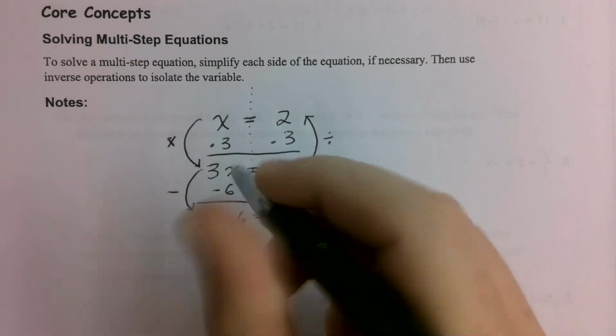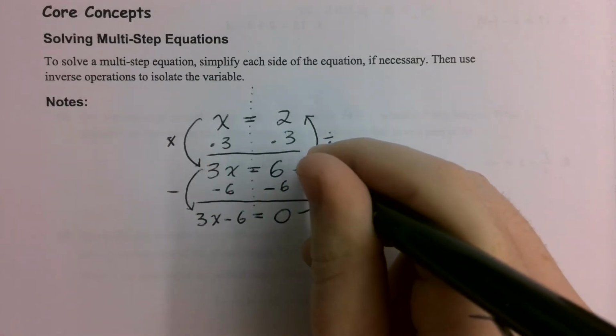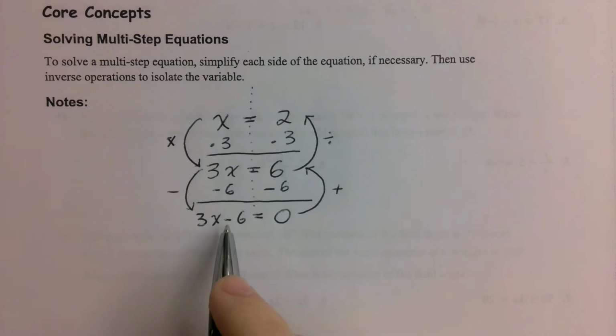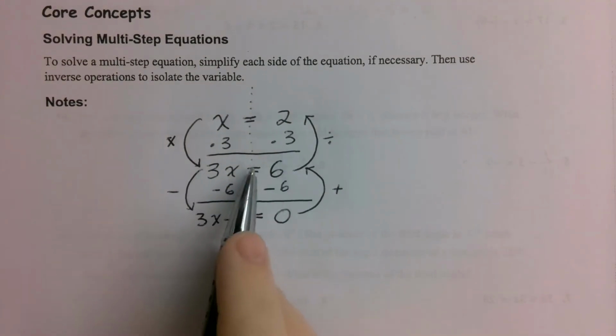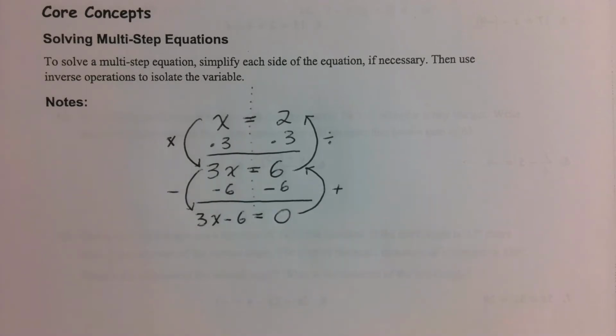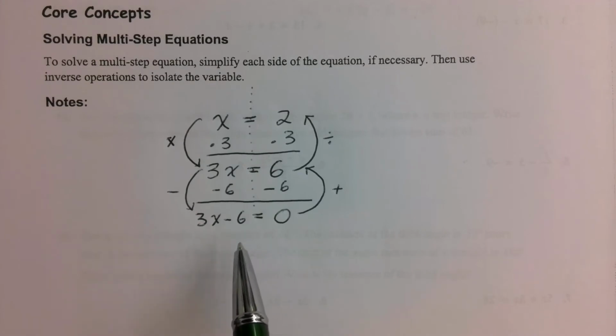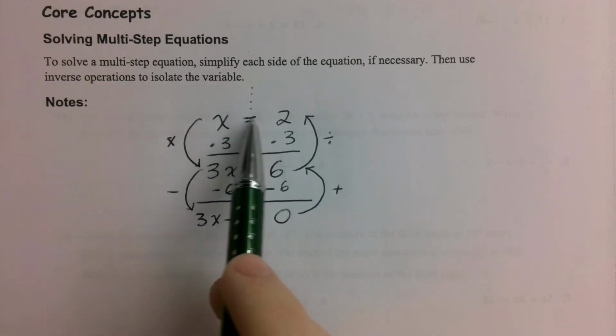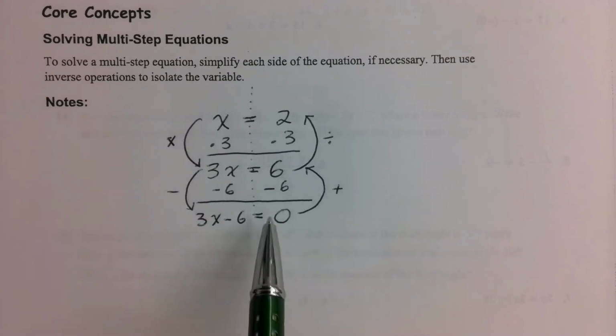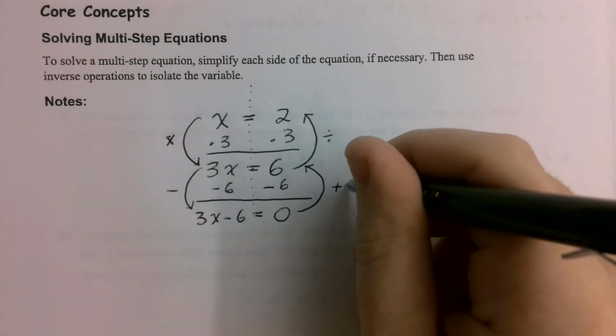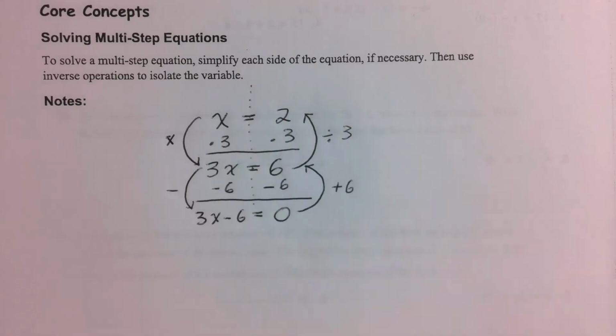Here I subtracted, and here I added. Because if I wanted to get back to this form, to 3x equals 6, I just need to get rid of the negative 6 by adding 6 to both sides. This is a multi-step equation now, because it takes multiple steps to get to a place where x equals 2. You would need to add 6 to both sides, then divide by 3 on both sides. That's the essence of what we're really going to be working with today.